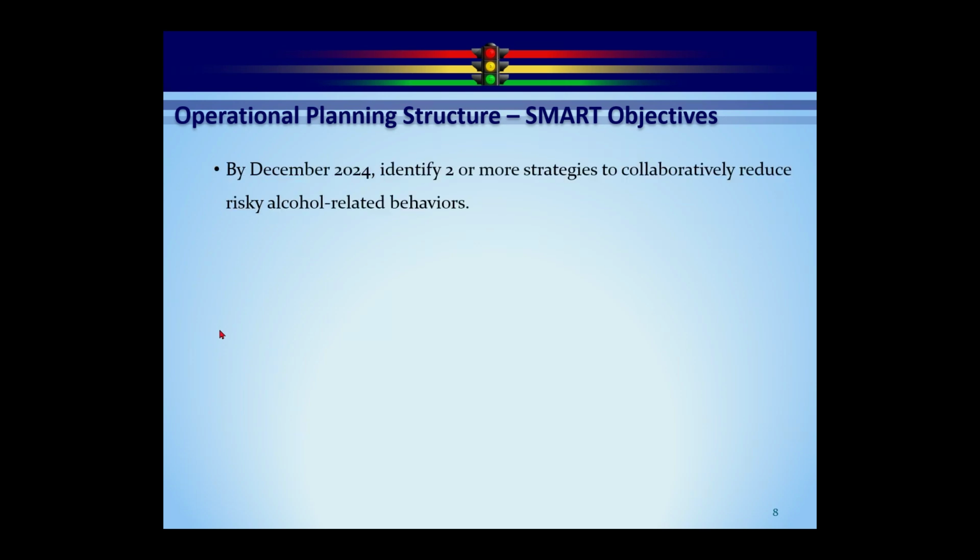I'm going to show you some examples again of SMART objectives. And when I do that, kind of try to pick out specific, measurable, and time-based. So here's the first example. By December 2024, identify 2 or more strategies to collaboratively reduce risky alcohol-related behaviors. So in this case, our specific would be the strategies to collaboratively reduce risky alcohol-related behaviors. Our measurement is 2 or more, and our time frame is by December 2024. So fits the model pretty well.